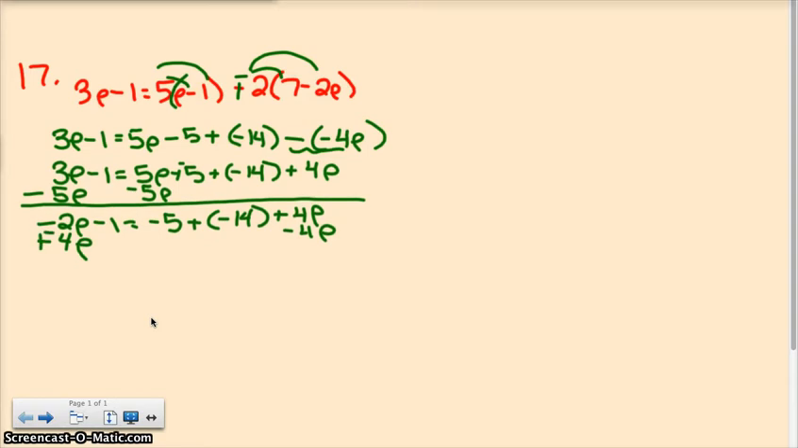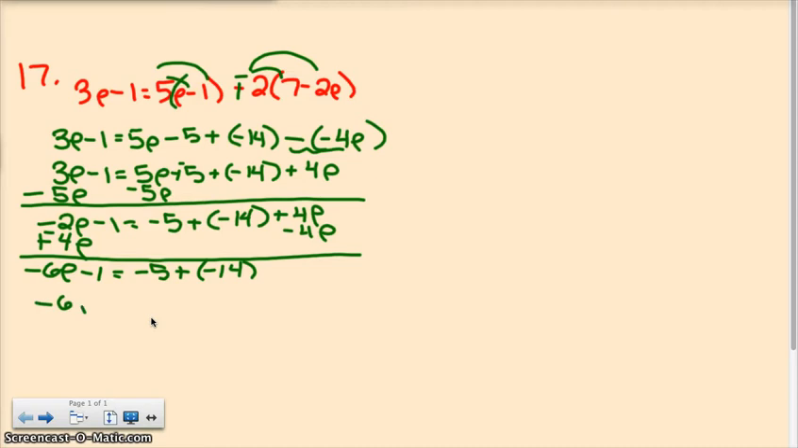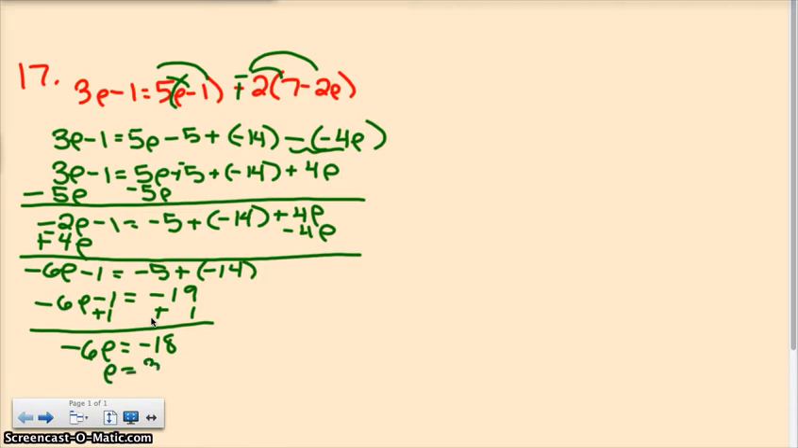When I minus, I'm actually adding that negative. So it's negative 2 plus a negative 4 is negative 6p, minus 1 equals negative 5 plus a negative 14. Negative 5 plus a negative 14 is a negative 19. So it's negative 6p minus 1 is equal to a negative 19. Add 1. You get negative 6p is equal to a negative 18. Divide through, p is 3.